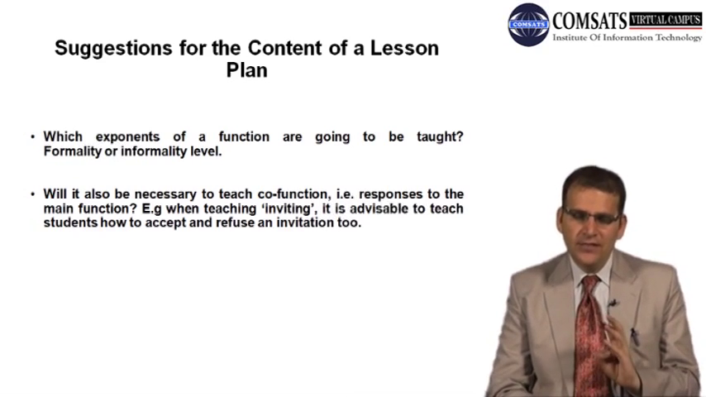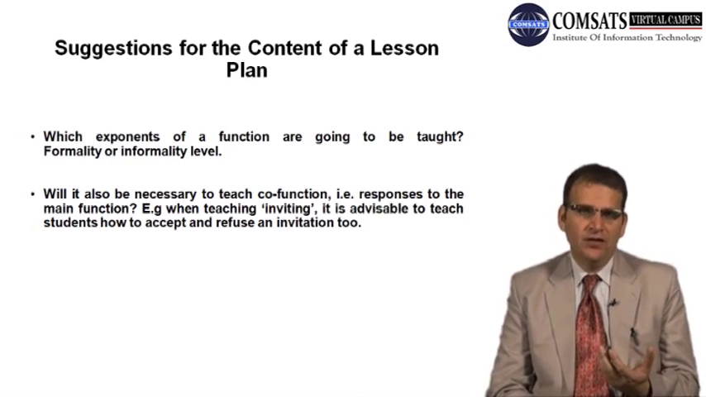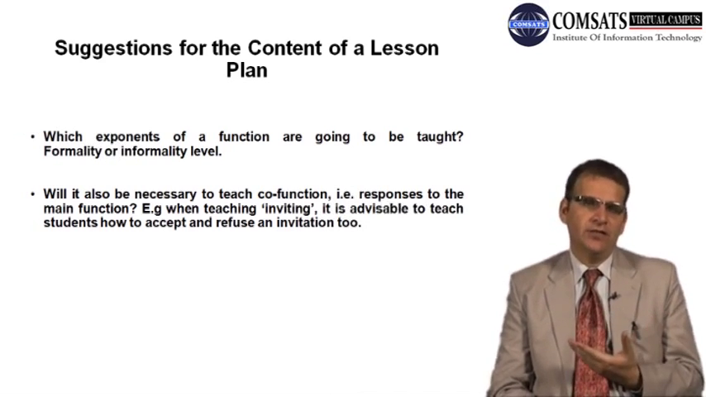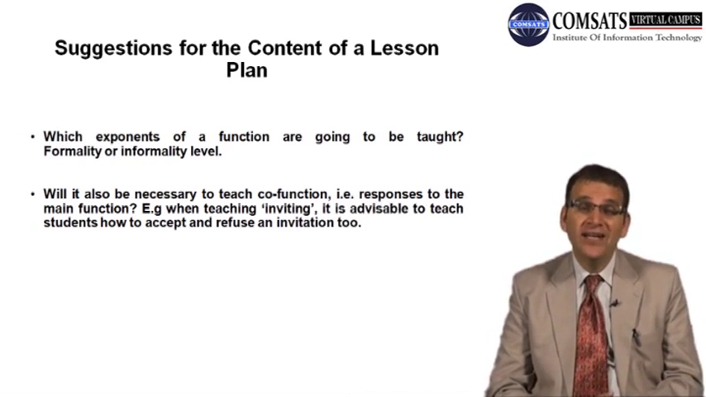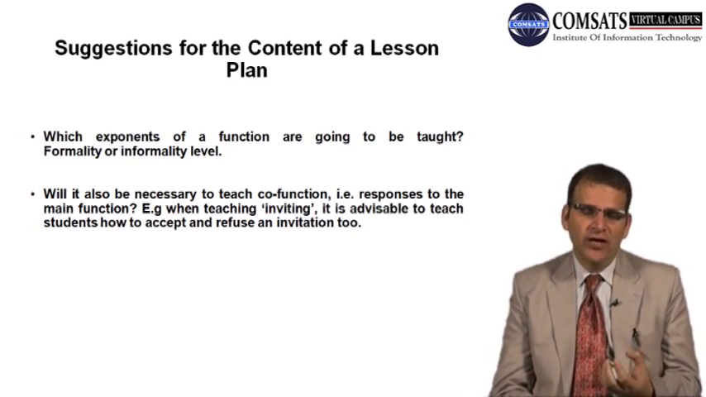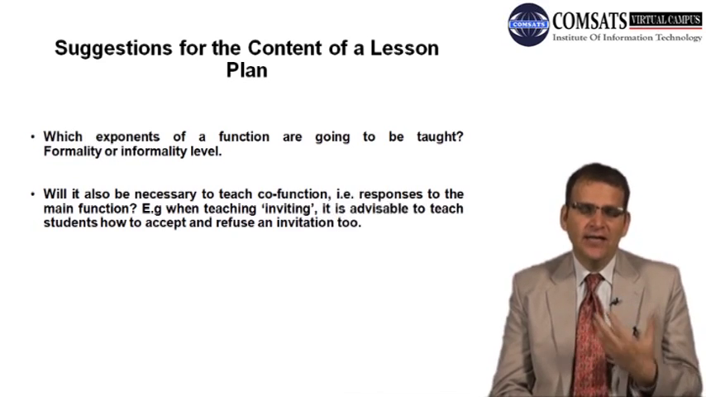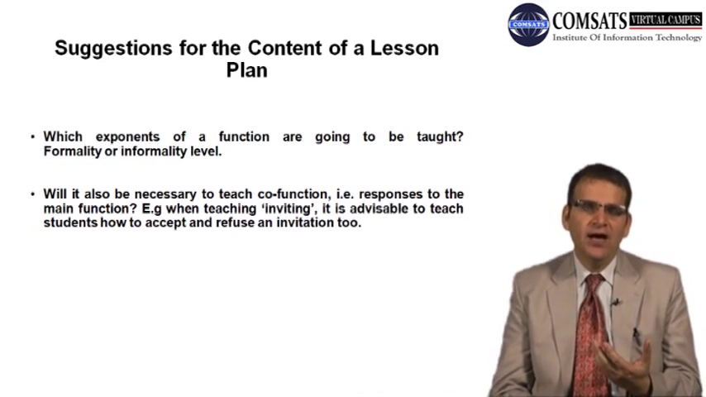Then, will it also be necessary to teach co-function, for example responses to the main function? If you teach only the main function, do you need the co-function? For example, you are teaching how to invite somebody to your wedding or to a party. So the co-function is that they should reply to it. In fact, if you are teaching them how to invite, the co-function is how to reply. Fine, a reply can be positive, a reply can be negative. At times you give reasons, and the person invites you again and then you accept it.